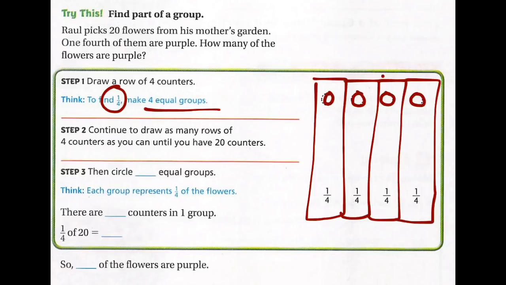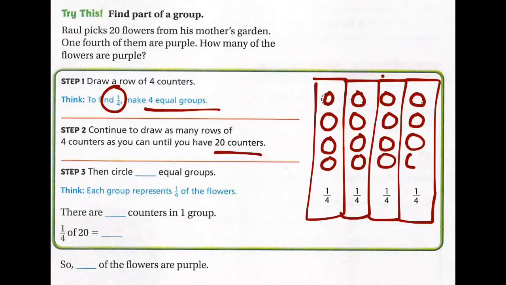Each one of these is going to be 1/4 of the group. So far we have 4. We need to draw as many rows as we need until we have 20 counters, because there's 20 flowers that we're talking about. So we have 4 in the top row, 5, 6, 7, 8, 9, 10, 11, 12, 13, 14, 15, 16, 17, 18, 19, 20.